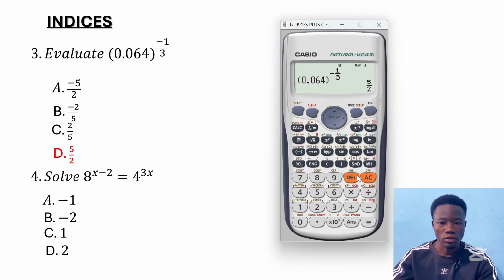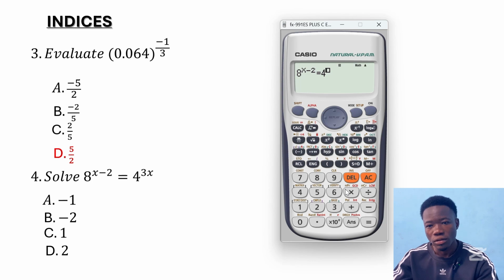Now question 4. Solve 8 exponent x minus 2 equal to 4 exponent 3x. With that, clear this and type the question in as you have seen. So 8 exponent x, so alpha x minus 2. Use the right arrow key to bring the cursor down. Then equal to alpha calc, and get the equal sign. Alright. 4 exponent 3x.